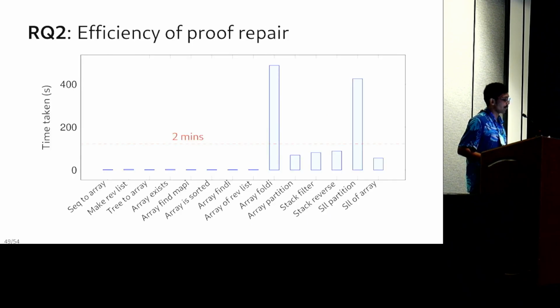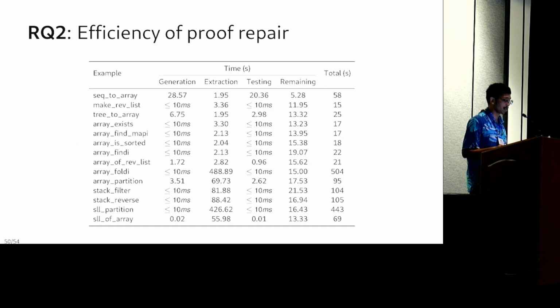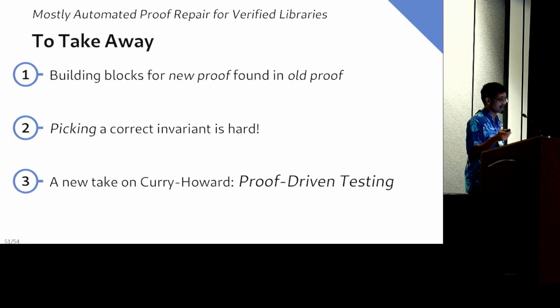Secondly, in terms of efficiency, this diagram presents the time taken to repair all the proofs, and you can see in the majority of cases it completes in fewer than 2 minutes. Apart from these two extremal cases, if you look at those in detail, you can see that the majority of the time is actually spent in the process of extraction, which is something we haven't particularly optimized. A key thing to note here is that testing runs in the order of milliseconds or seconds, showing the effectiveness of proof-driven testing.